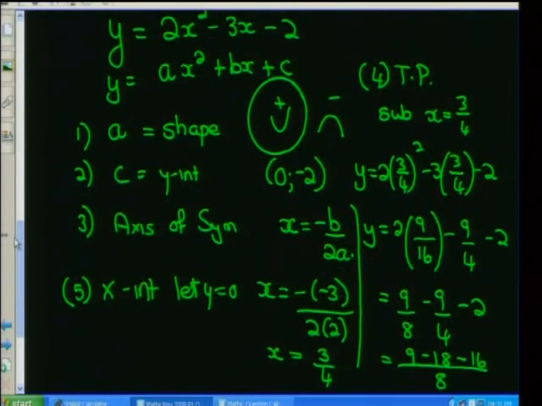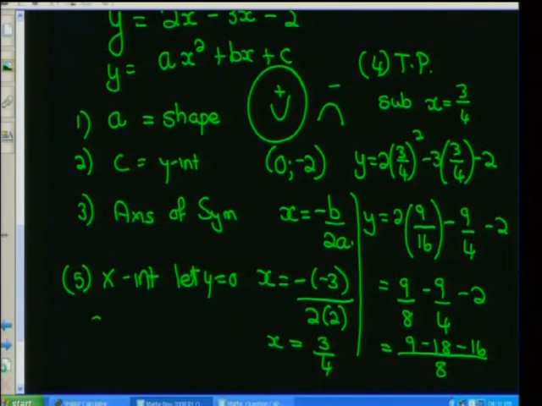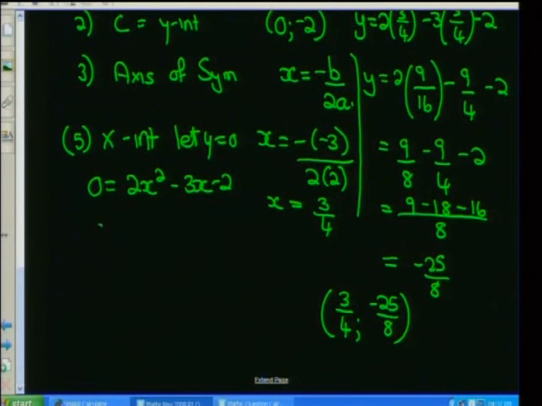All right, so your x-intercept, you're going to let y equal 0, so 0 equals 2x squared minus 3x minus 2. And then that is going to become, if we factorize it, 2x, x, 2 and 1, a minus and a plus.